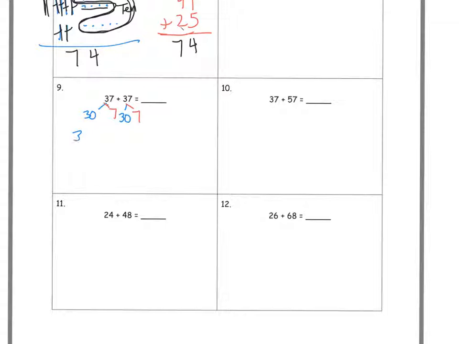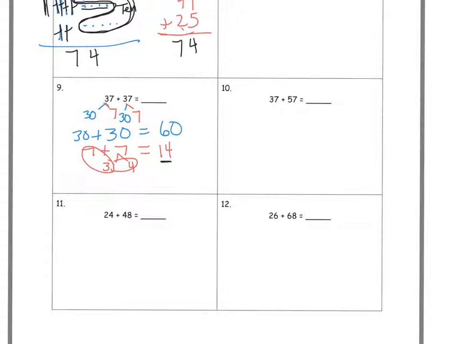I'll add my 10s. So 3 10s plus 3 10s, or 30 plus 30 is 60, or 6 10s. And then I have my 7 1s plus 7 1s. And I can count on from 7, or I can break this apart and make 10 right here. 7 plus 3 is 10, plus the 4 is 14.